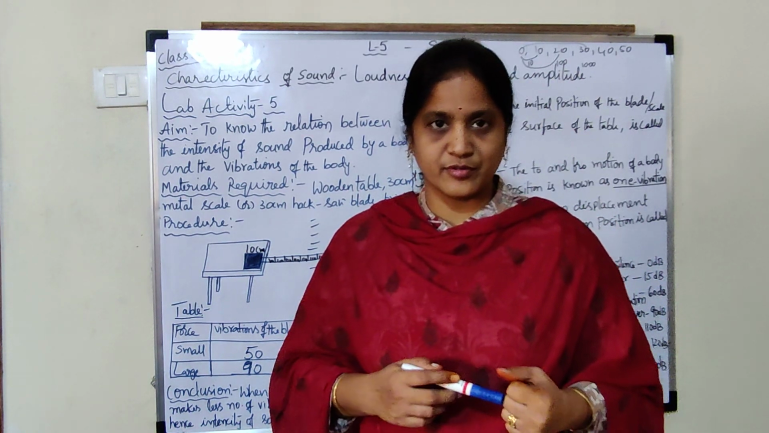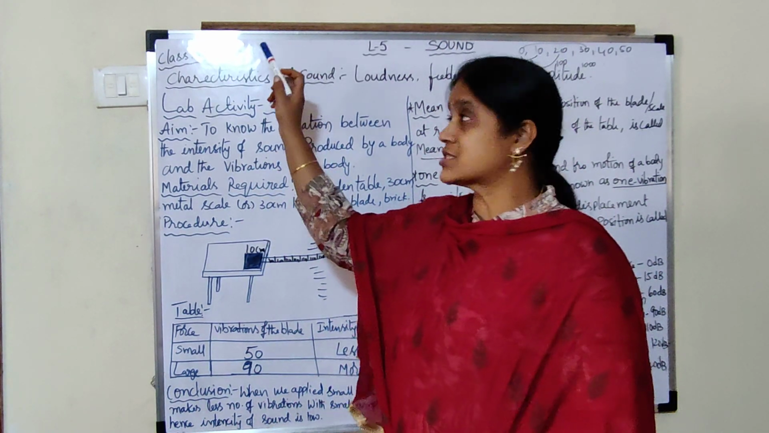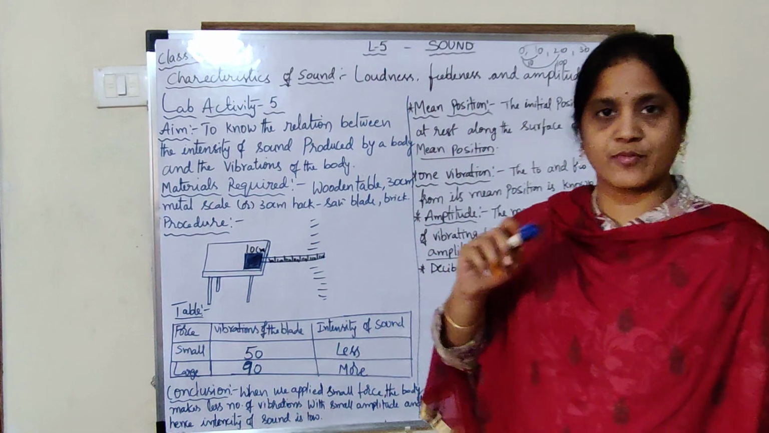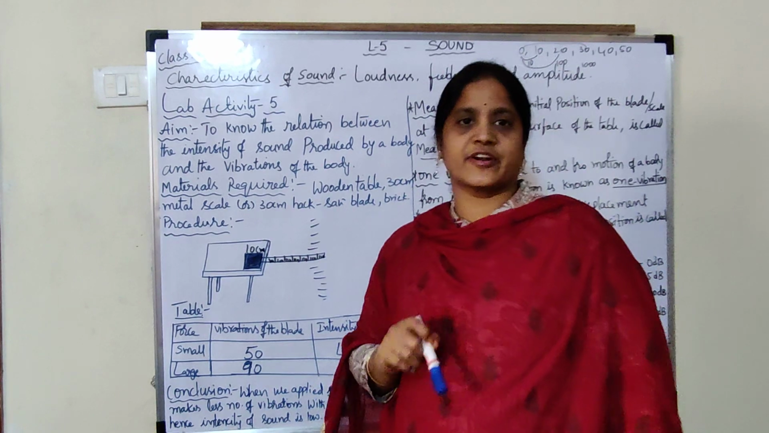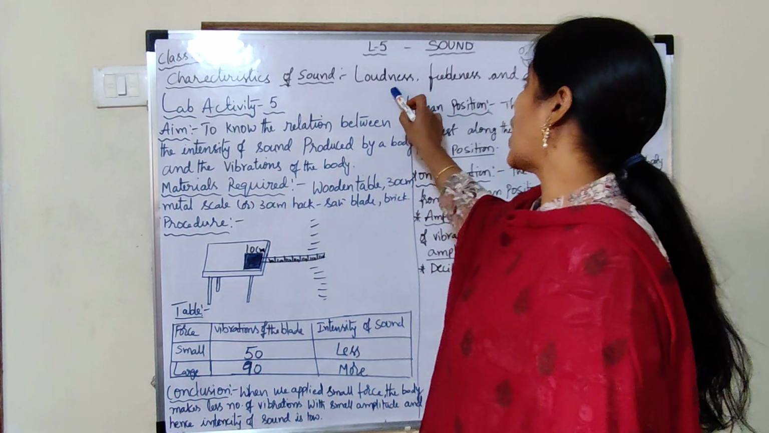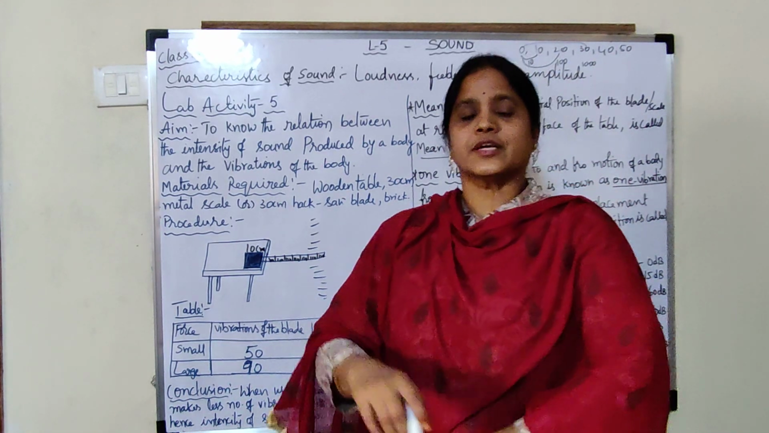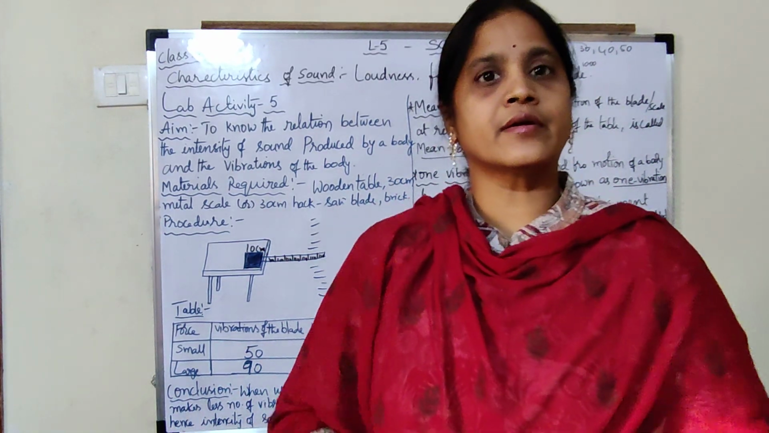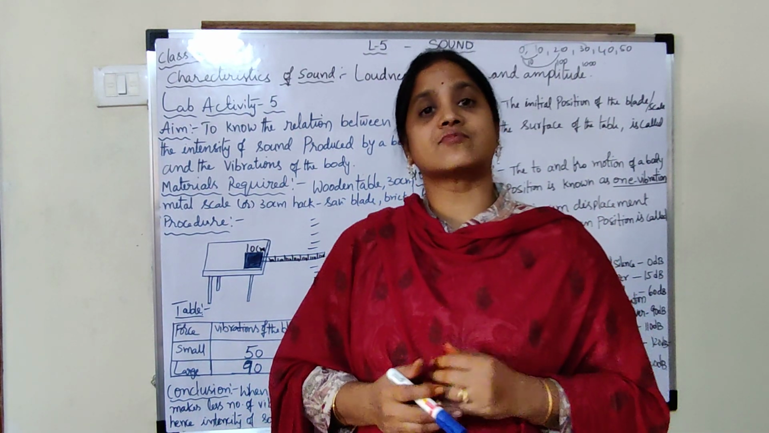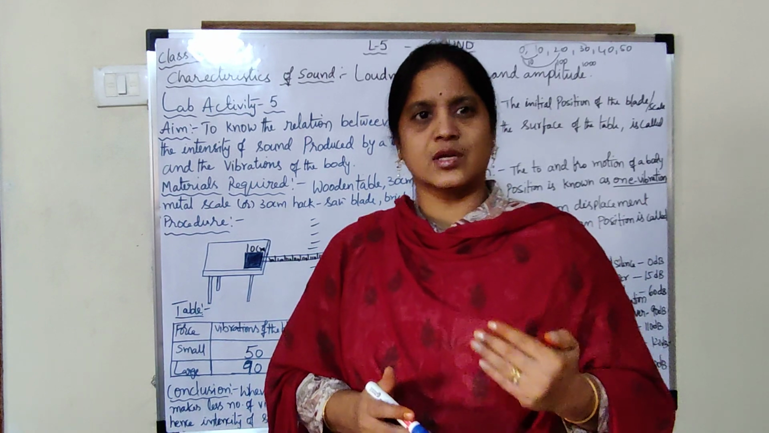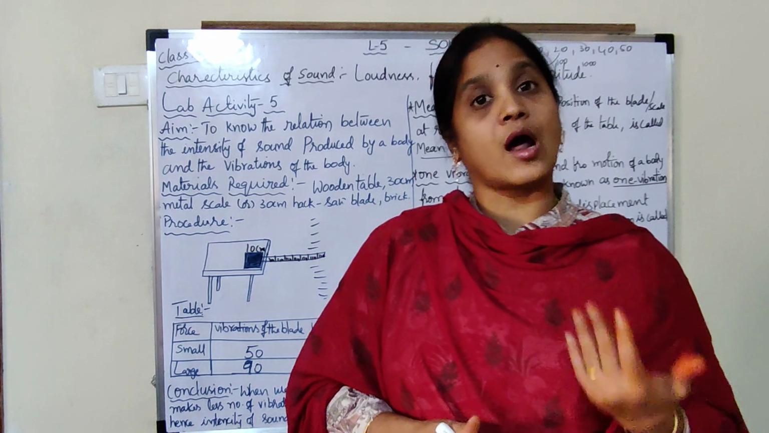Now, in this video, I'm going to explain the characteristics of sound. Sound has different characteristics, that is loudness, feebleness and amplitude. Generally, we can hear different kinds of sounds. Some sounds are loud and some sounds are feeble. Feeble means low sounds.